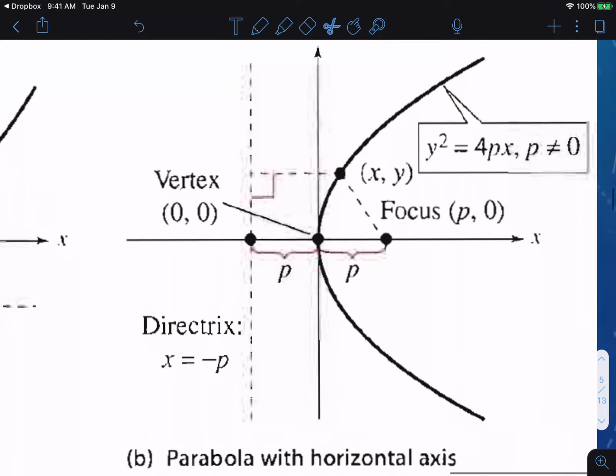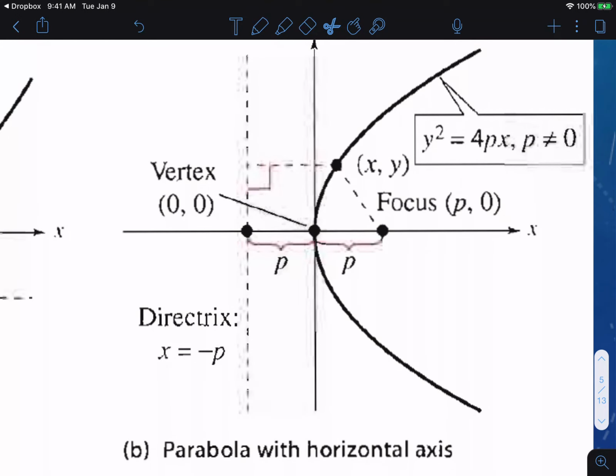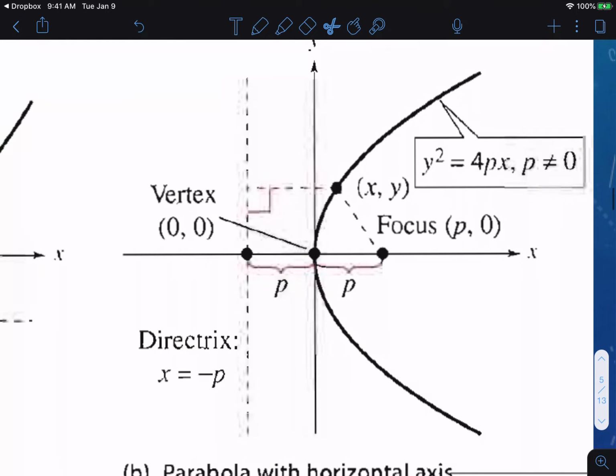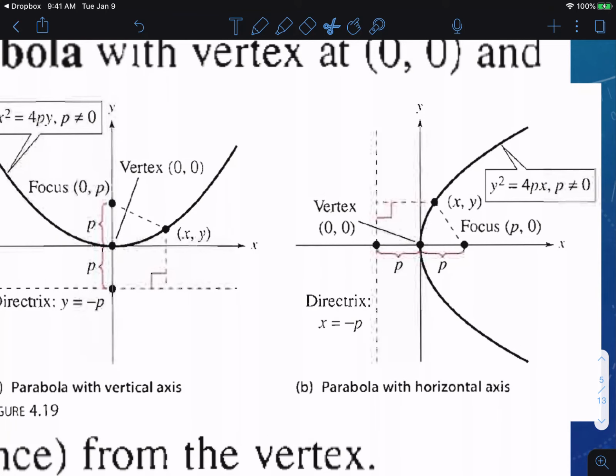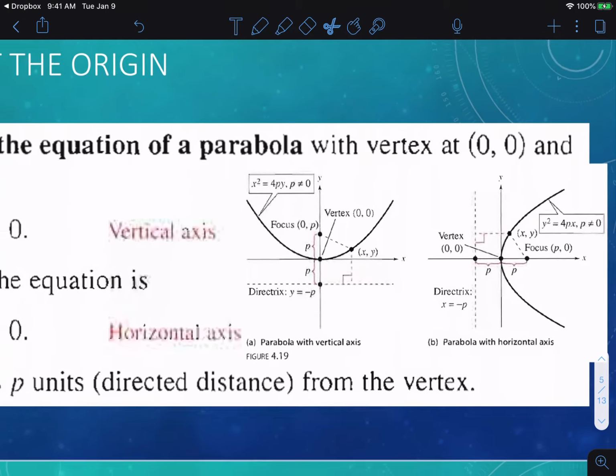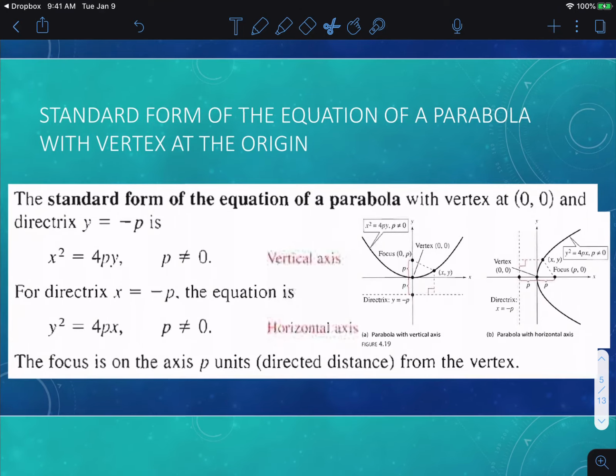Now, if we wanted to turn this parabola on its side, we still start with the vertex at the origin, so that's at 0, 0. But look at what we have now. We have y squared is equal to 4px. And so we go p to the right and p to the left. P to the left gives us the directrix, p to the right gives us the focal point. So these are the ideas here as we're trying to come up with the standard form for the equation of a parabola.